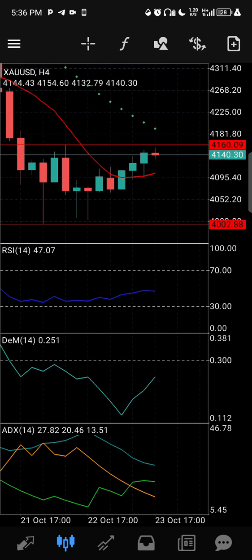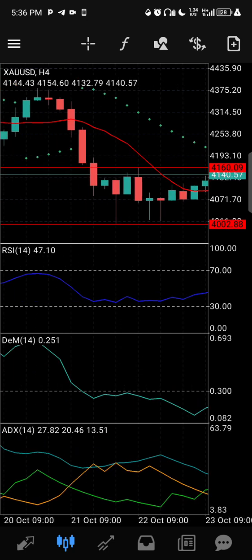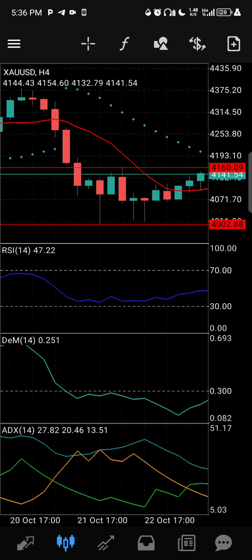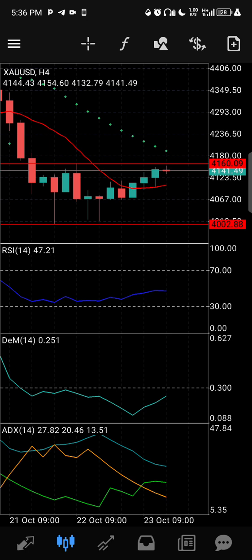Our moving average wants to go up. See, it was going down and was a dynamic resistance, and now it's going below the candle, to show you that this is a bullish trend. The market is going up.